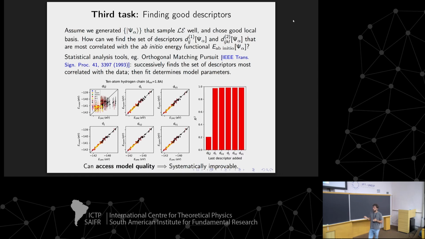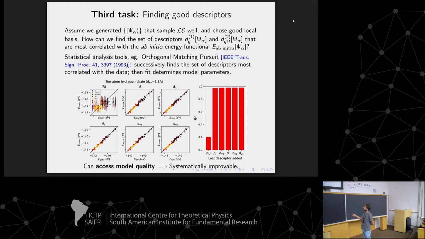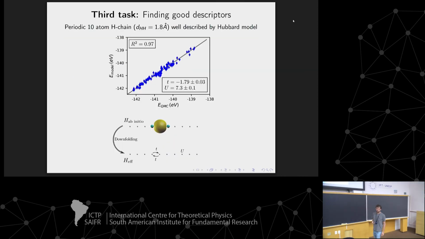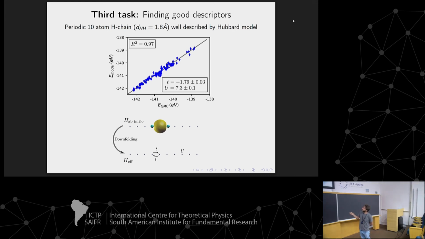We can now assess the quality of our model by looking, for instance, at the R-square, a statistical quantity that tells us about the quality of our fit. And we see that in this case, the R-square is very small. Once we fit the second term in our model, we go very close to one, so our model gets really nice. It is a really nice thing to have a systematically improvable model because we can access the model quality of our Hamiltonian. Here I show for this particular case the model that we got. We have a t-U model with these values for the parameters. We have error bars, and essentially we have a representation of our ab initio system that is a Hubbard model with these two parameters.